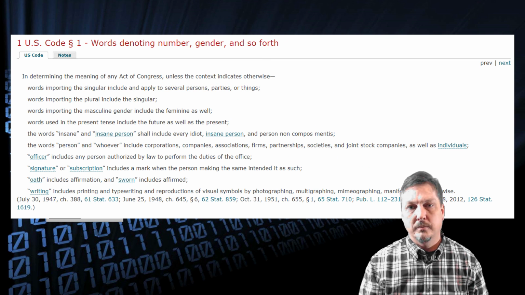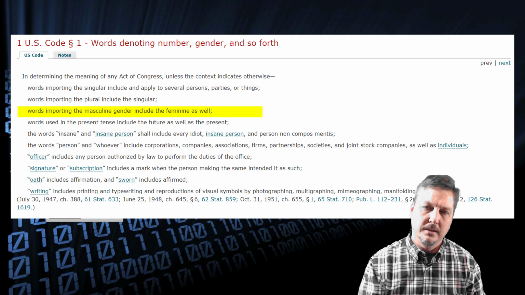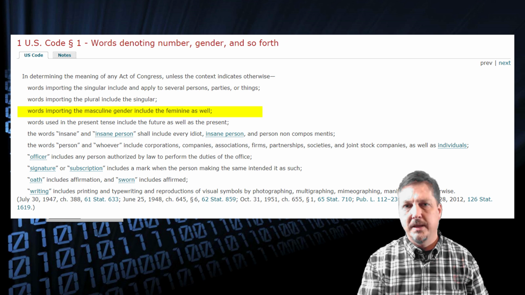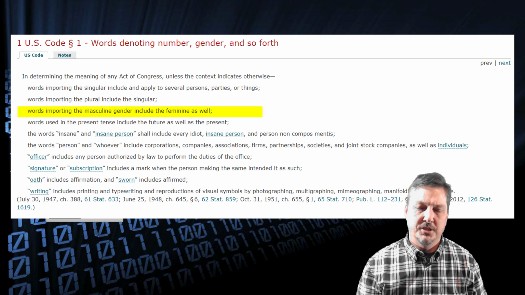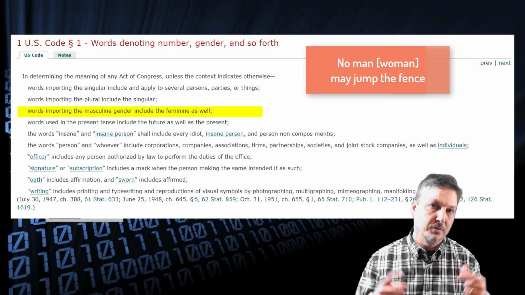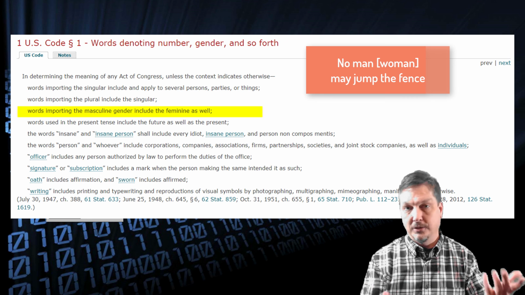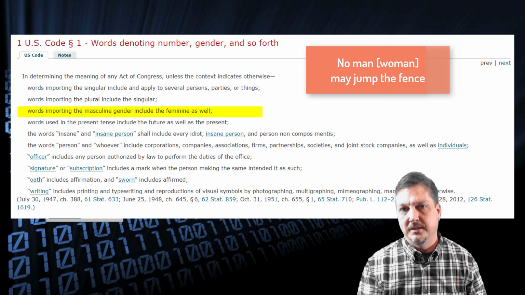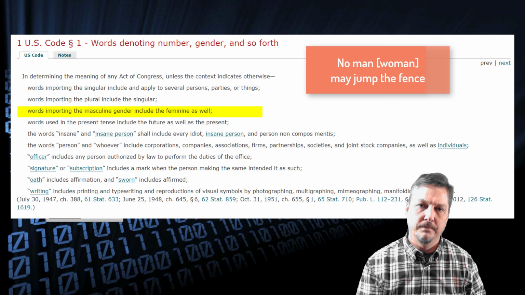Male and female pronouns. This is another one that's covered in the Dictionary Act, and this one might be less counterintuitive or surprising to you, but the male includes the female, and female includes the male. So no man may jump the fence. Generally, under the Dictionary Act, that's going to mean no man or woman can jump the fence. Now, again, look at context. Maybe there's a reason why it applies only to men. You have to understand the context, but then also take the Dictionary Act.